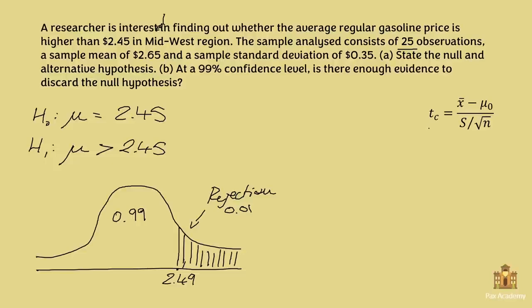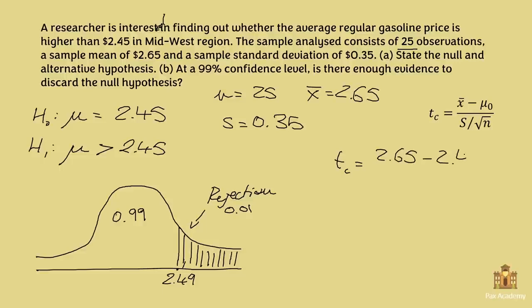Excellent. And now we need to find out the t value and see if we can reject the null hypothesis. But before that, let's write down what we know. The sample size we said is 25. The sample mean is 2.65. And the sample standard deviation is 0.35. So then we plug all these numbers into the formula. 2.65 minus 2.45, the hypothesized mean, remember, over the sample standard deviation, 0.35, over the square root of n, which is 25. And if you plug this in the calculator, it should give you approximately 2.86.